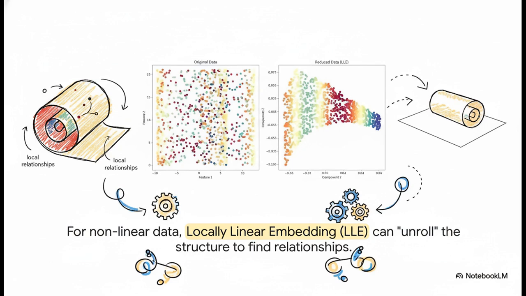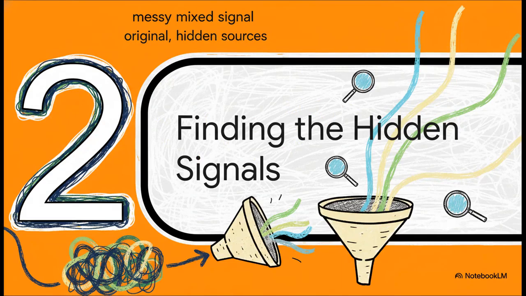This is where something called locally linear embedding, or LLE, comes into play. See, unlike PCA, LLE focuses on the relationships between a data point and its immediate neighbors. This lets it computationally unroll these complex curved shapes into a simple, flat space, where you can finally see the true structure.